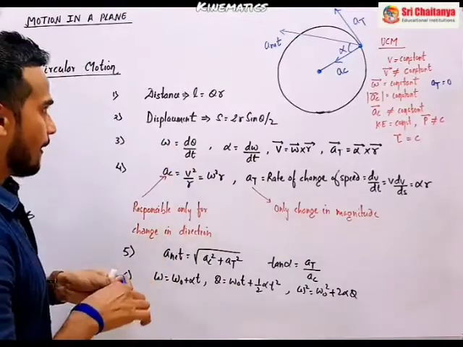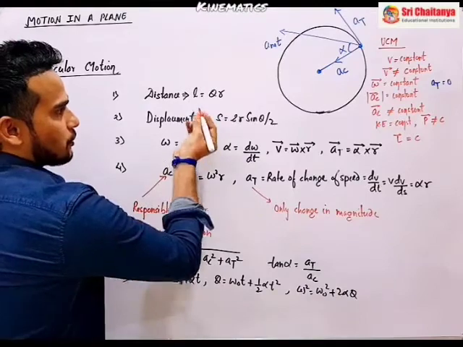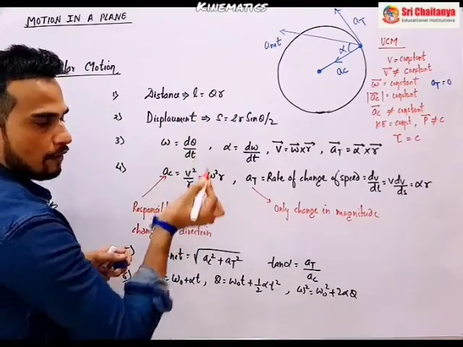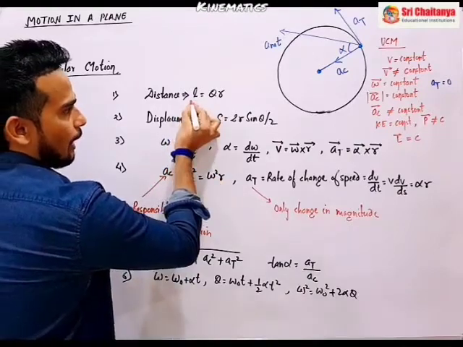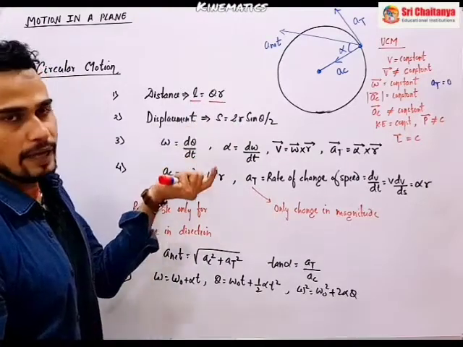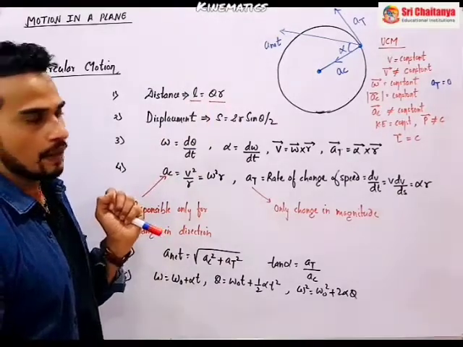So see here. First thing, they will ask you distance. I think everyone knows distance will be the length of the arc. The particle will move on a circular path. So whatever the length of arc he moves, that will be your distance. So L will be equal to theta into r. I think everyone knows theta will be L by r. So L will be theta into r. Theta must be in radian.